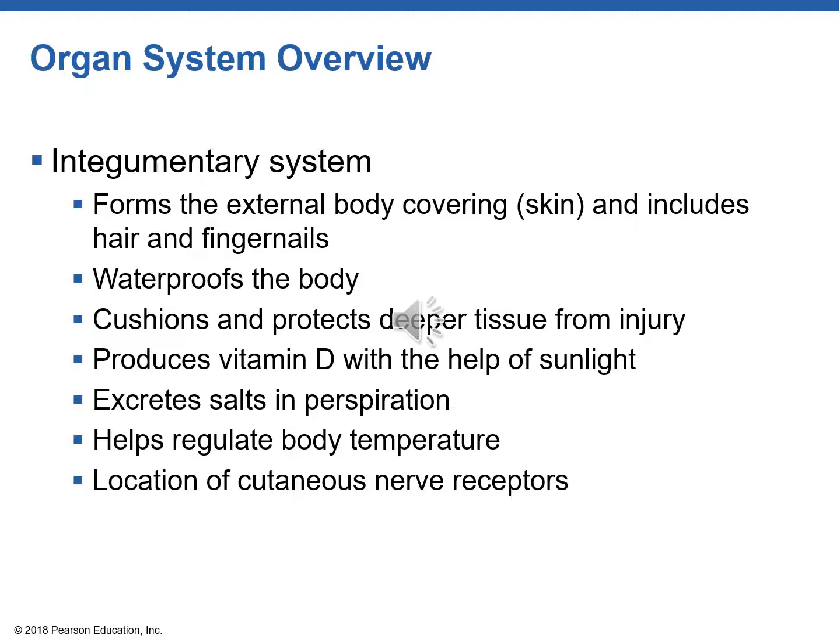It allows the production of vitamin D if we expose our skin to sunlight, and it allows the excretion of some salts in perspiration. We can control our body temperature somewhat with our skin. We'll notice, for example, if we set the thermostat really high in our room, our skin is going to become red or flushed because a lot of blood vessels in the skin open up so that we can bring a lot of blood to the surface of the skin to allow the heat to dissipate or leave our body.